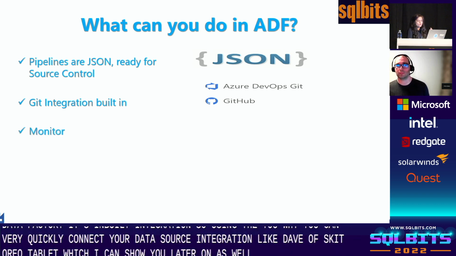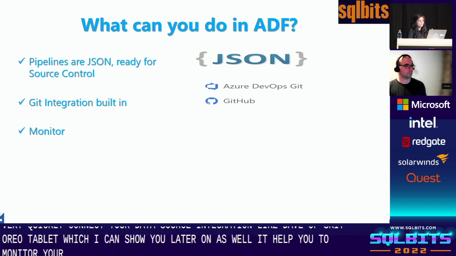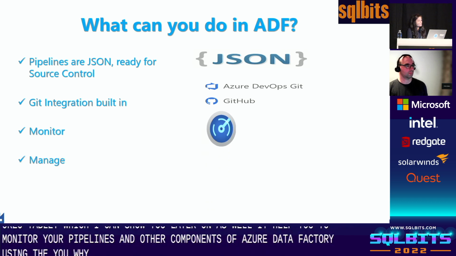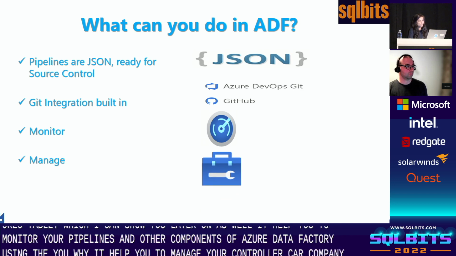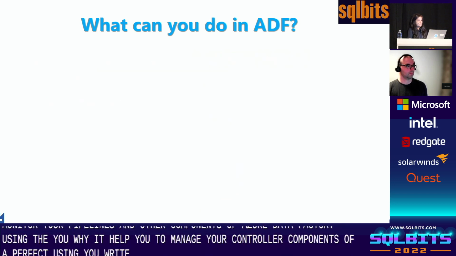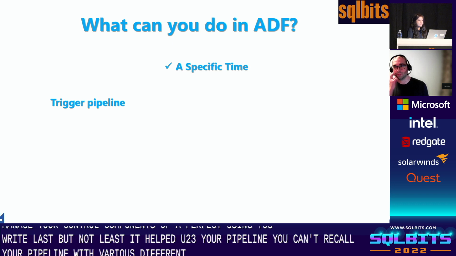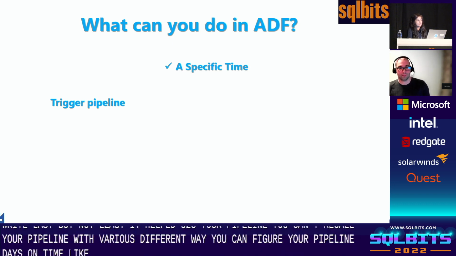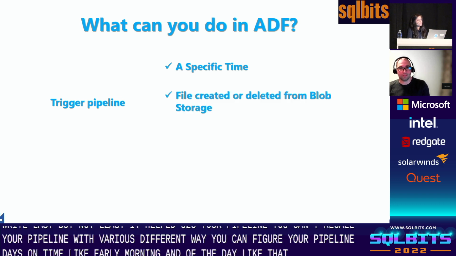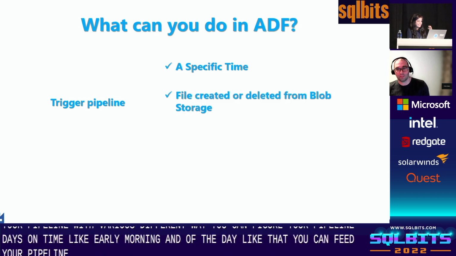It helps you to monitor your pipelines and other components of Azure Data Factory using the UI. It helps you to manage your components of Azure Data Factory using the UI. Last but not least, it helps you to trigger your pipeline. You can trigger your pipeline in various different ways. You can trigger your pipeline based on a specific time, like early morning, end of the day, like that. You can trigger your pipeline when a file has been created or deleted from your blob storage.